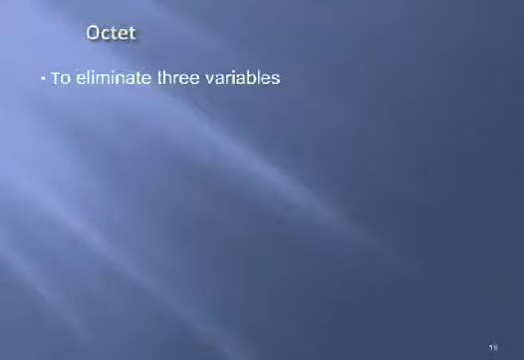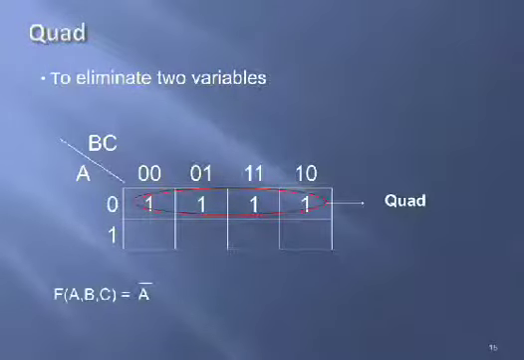Next we will see about octet. What do you mean by octet? Pairing is nothing but a group of 2 cells, quad is nothing but a group of 4 cells, and octet is nothing but a group of 8 cells.